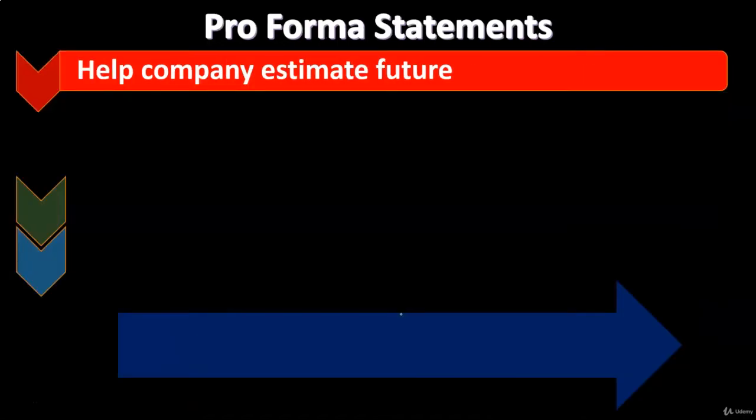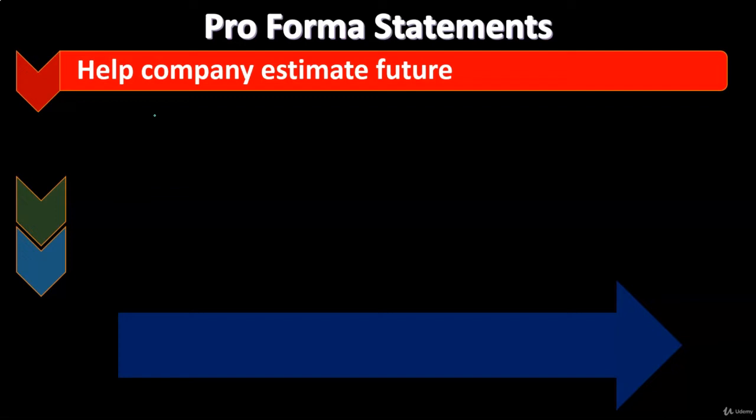So pro forma statements are what we're going to be putting together for our forecast, basically budgeted financial statements. Remember that the financial statements tell us where we stand at a point in time, the balance sheet, and how we did over that time period, the performance, the income statement.